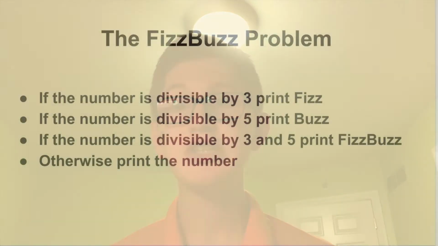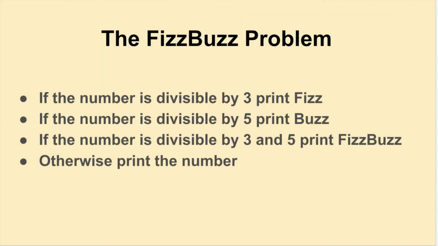Today we will be solving the FizzBuzz coding problem. What you need to do in order to solve this is to print fizz if the number is divisible by 3, buzz if the number is divisible by 5, and FizzBuzz if it's divisible by both 3 and 5. Otherwise, you'll just print the number. So now let's solve this problem.